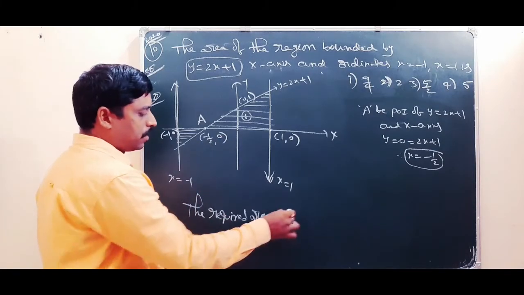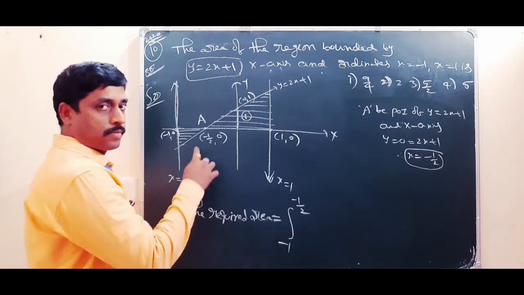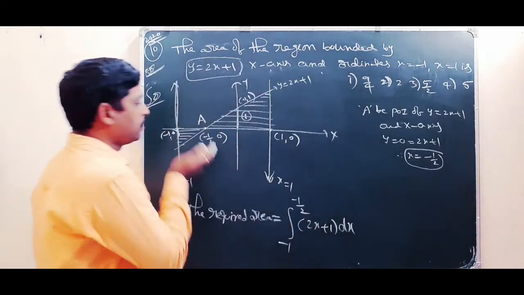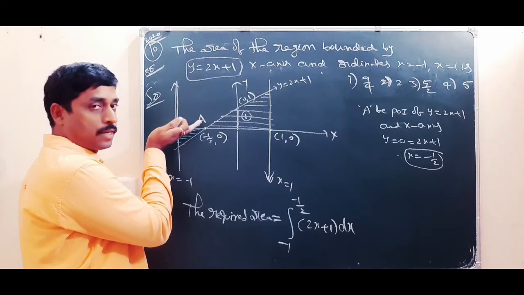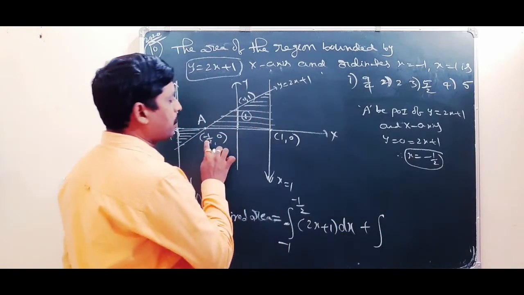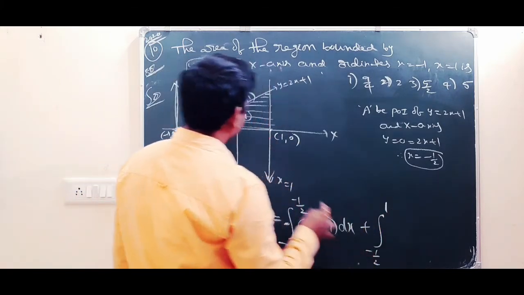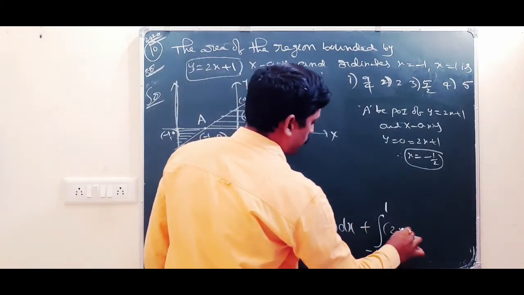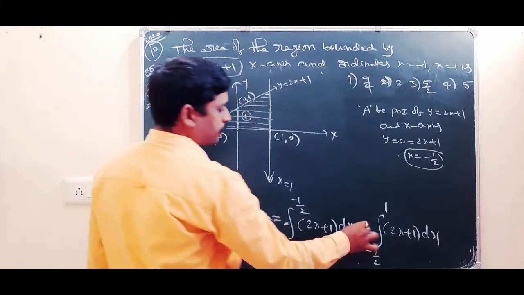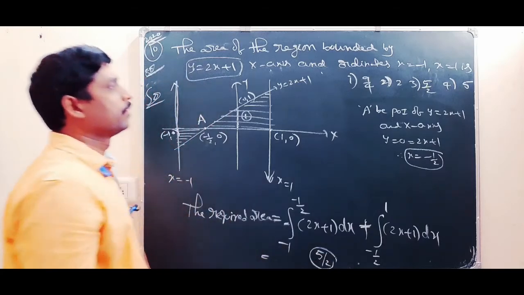Okay, therefore the required area is equal to integral from minus 1 to minus 1 by 2. Write the y value. What is the y value? 2x plus 1 dx. This area is below the x-axis, so let us take minus. Okay, next, integral from minus 1 by 2 to plus 1. So let us take the y value 2x plus 1. Okay, this is above the x-axis, so write plus. So let us simplify. This answer will be 5 by 2. So option 3 is correct.